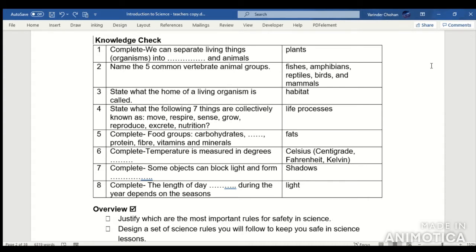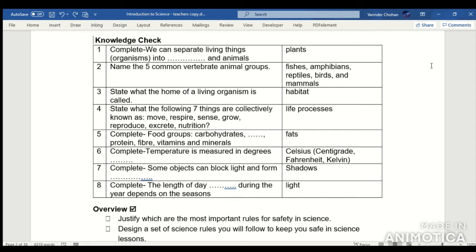Question number 3, state what the home of a living organism is called. It's called a habitat. Question number 4, the following 7 things are collectively known as life processes. Question number 5, food groups include carbohydrates, fats, proteins, fiber, vitamins and minerals. Question number 6, temperature is measured in degrees Celsius. We could have also said centigrade, Fahrenheit or Kelvin, which are alternative scales of temperature.